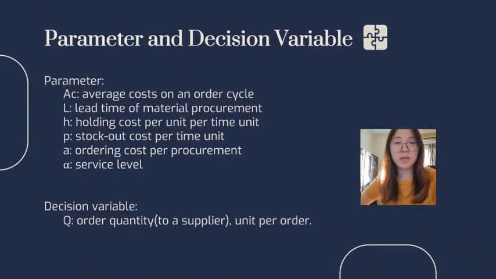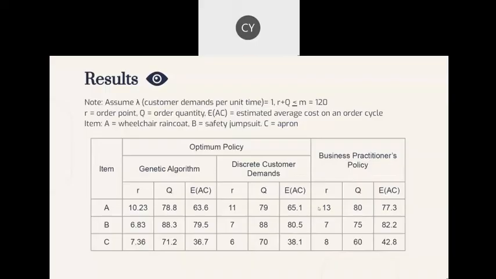After we have determined our complexity and the problem in this case study, and also fixed our objective, next we will introduce the parameters and the decision variable. The parameters are AC, which is our average cost on an order cycle, L is the lead time of material procurement, H is the holding cost, P is the stock out cost, A is the ordering cost, while alpha is the service level. So our decision variable will be Q, which is our order quantity in units per order.